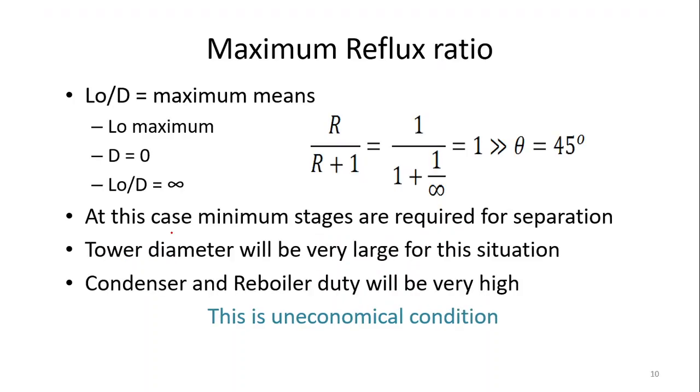What is the second condition? The second condition is the maximum possible reflux ratio. We know that L naught upon D is the reflux ratio, and to maximize this value we have to maximize L naught and minimize D. The minimum possible D value is 0, meaning no D is taken out from the column. D is the distillate. Everything that is condensed is taken back into the distillation column as reflux. So L naught upon D in this condition will be infinite. When D becomes 0, L upon D will be infinite.